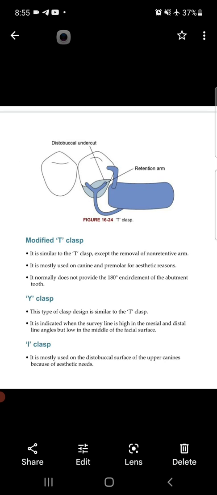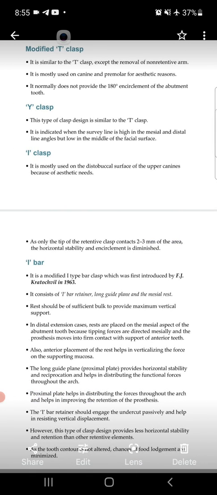It is mostly used on the distobuccal surface of the upper canine because of aesthetic need. Meaning, on the upper canine on the distobuccal surface, which type of clasp do we use? For aesthetic reason, I clasp. As only the tip of the retentive clasp contacts 2 to 3 mm of the area, the horizontal stability and encirclement is diminished.